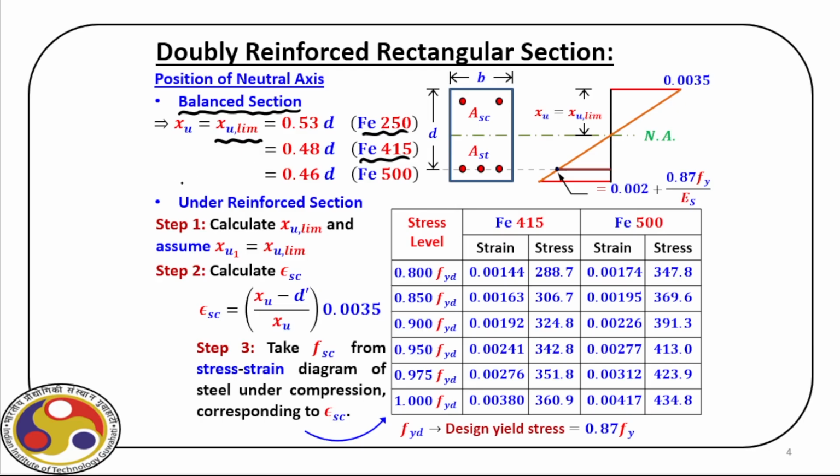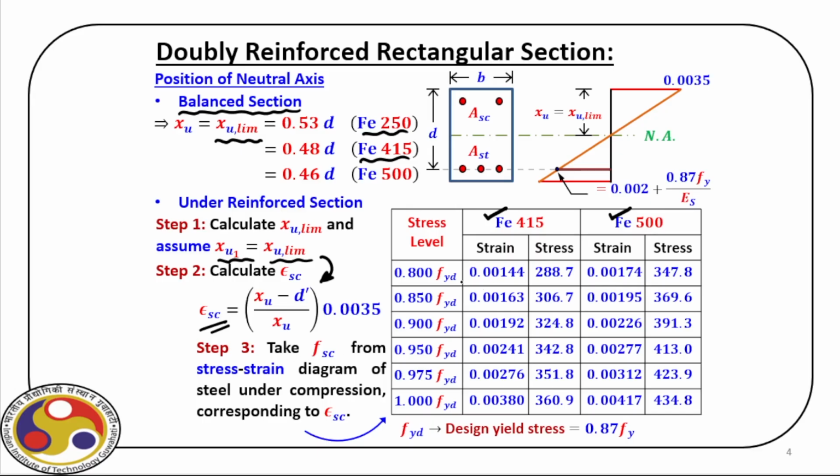So what we do, we start with step 1. We first calculate XU limit and assume that this is the location of the neutral axis. Then once we assume that, we can find epsilon SC. And we already know the stress-strain behavior of different steel. These are known to us. So for different stress levels, we can find the respective strain.